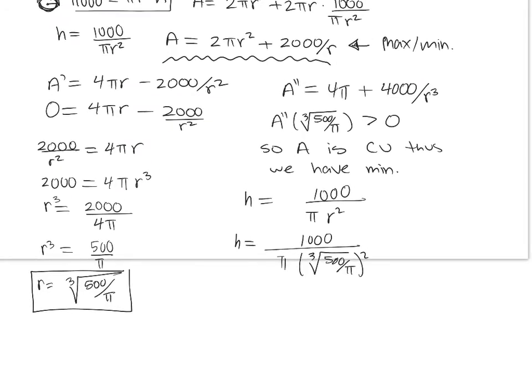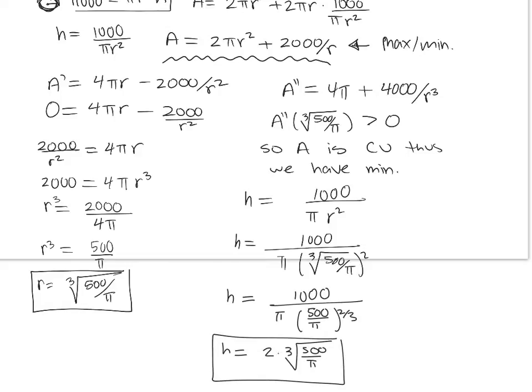And after some painful, tricky algebra, oh man, I hate tricky algebra. All right, 1,000 over pi, 500 over pi to the 2/3. I'm not going to make you do tricky algebra because I just think it's annoying. 2 times the cube root of 500 over pi is what you get. So the height is twice the radius.